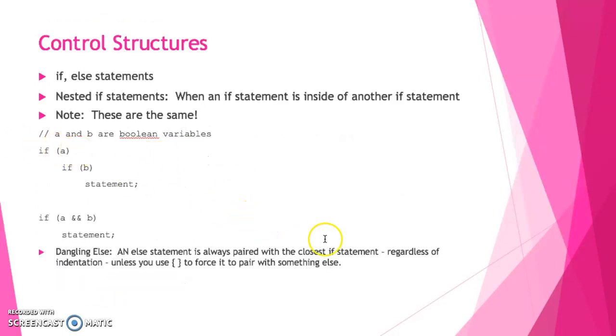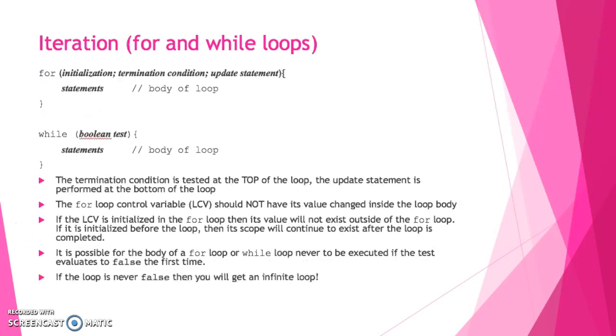In terms of our control structures, we have if-else, our nested if, and it's just important to realize that if we have this nested if, that's the same thing as just doing an and statement. We also want to be careful of this dangling else statement. An else is always paired with the closest if, regardless of any indentation. So just be careful when you're reading your code that the else is going to match up with the if right above it, unless there are curly braces to force it to match up otherwise.